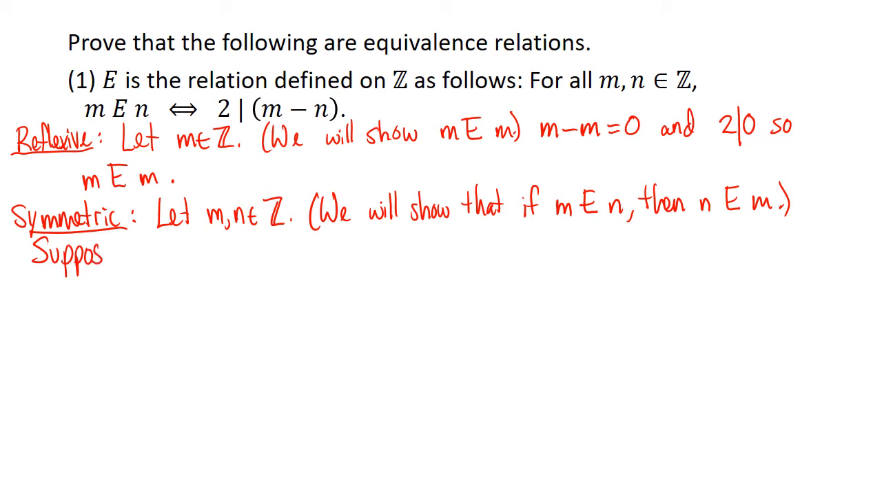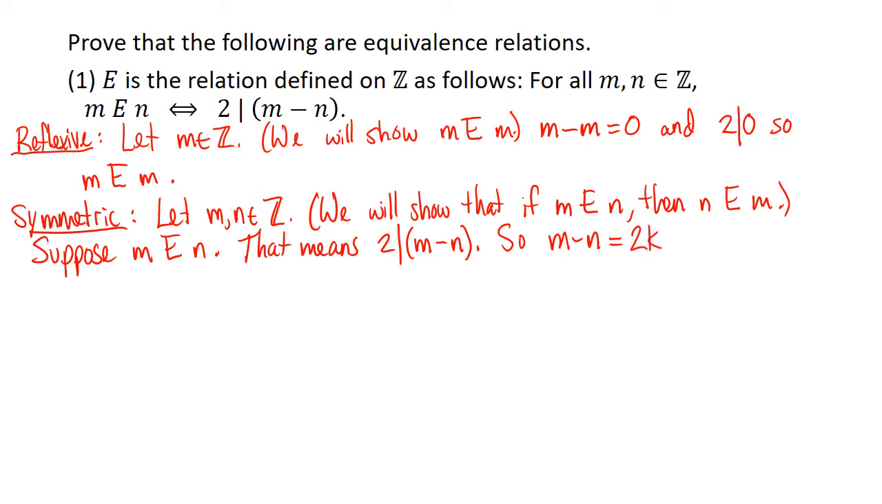So let's suppose that M is related to N by E. All right, and what do I get from that supposition? That supposition means that 2 divides M minus N. Okay, so that means that M minus N equals a multiple of 2. I'll say it equals 2 times K for some integer K. This is just the same as saying there exists some K such that M minus N equals 2K.